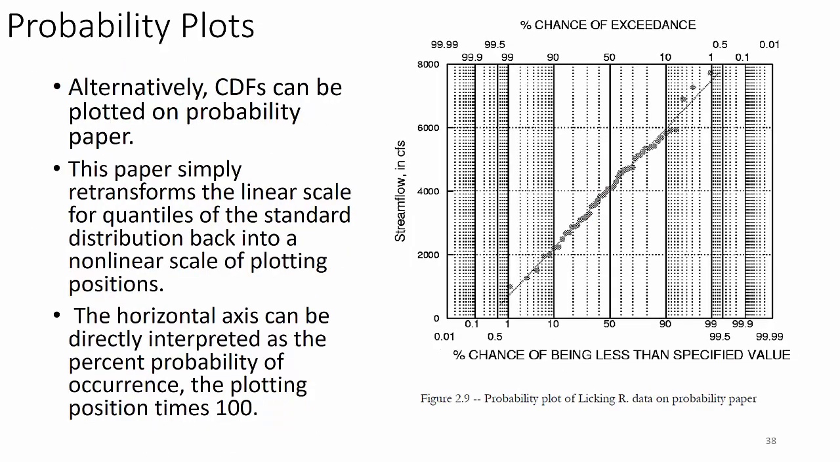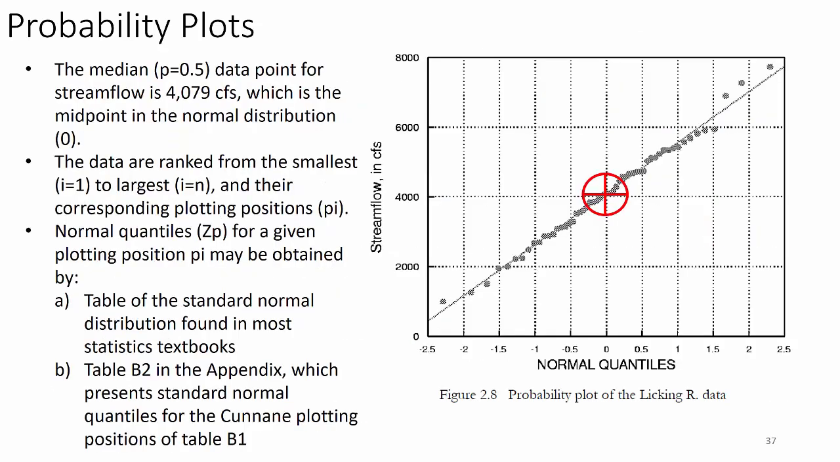Alternatively, you can use probability paper, which is the way I learned to do it. The problem with this is you have to have probability paper, which is harder and harder to find. And I have not yet found a good way to do this in Excel. There may be a good way. I have not yet found a good way other than using this system with normal quantiles.